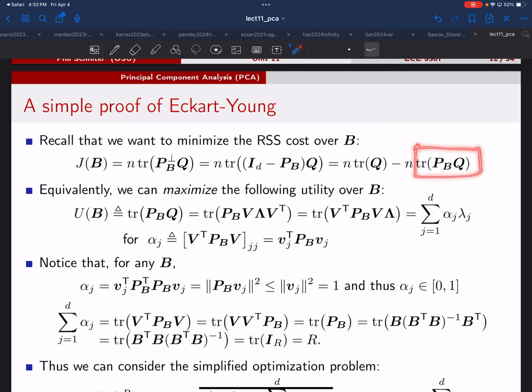And we're going to call that thing a utility. It's like the opposite of a cost. So we want to maximize this utility, which is just the trace PBQ. So how do we do this? First step, let's plug in our eigenvalue decomposition of Q. Next, let's use our trace property to move this to the front.